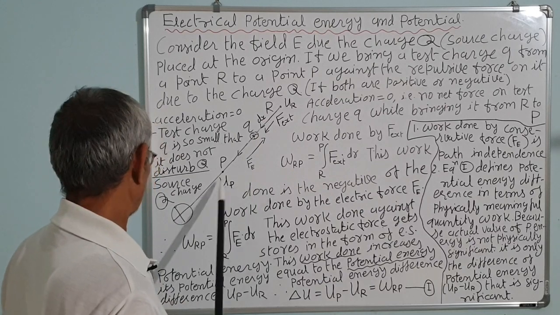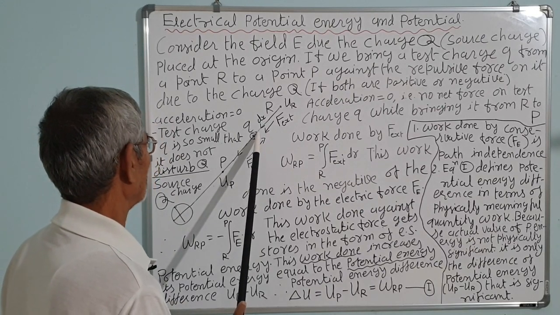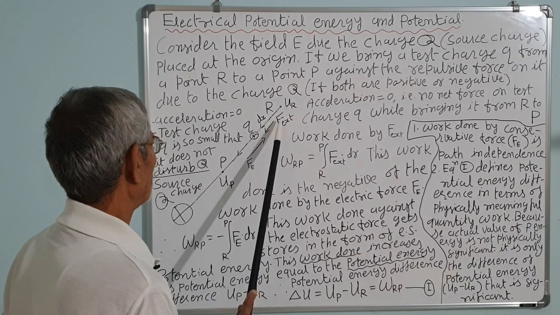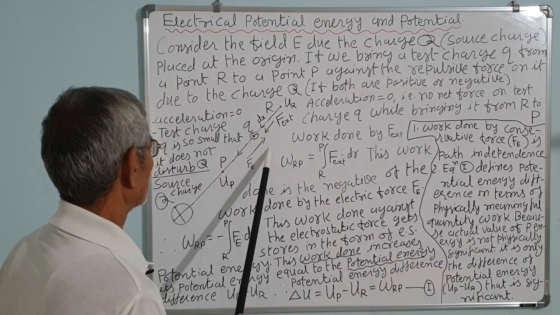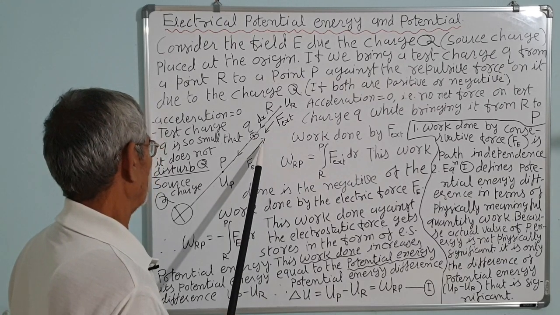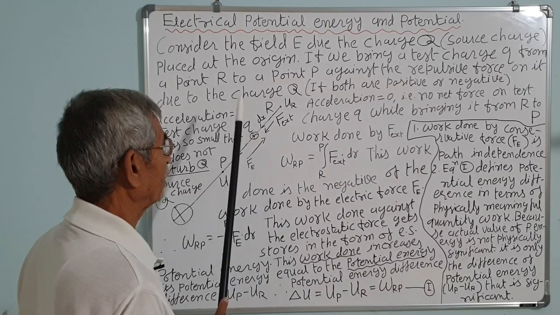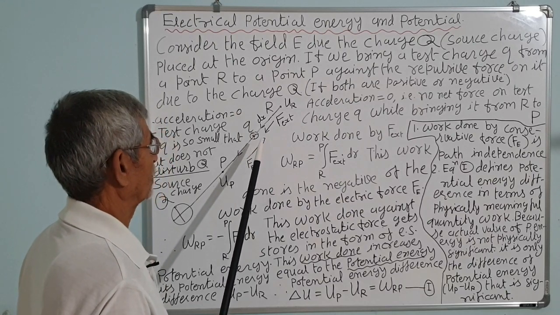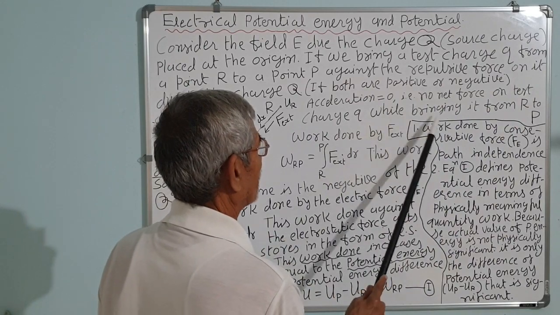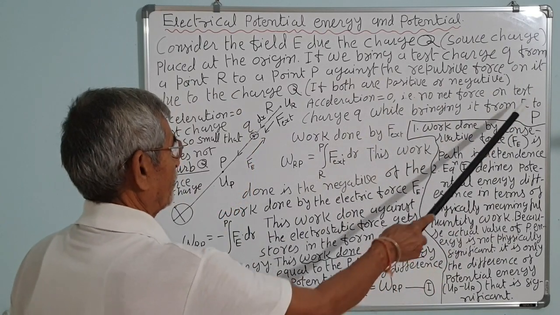Fe due to the source charge, the electric field of the source charge, is in this direction from P to R, and the external force we are applying in this direction. Correct? And both are counterbalanced, so there is no net force. If any one is more, then there will be a net force and there will be an acceleration. Correct? So there is no acceleration. No net force on the test charge q while bringing it from R to P.